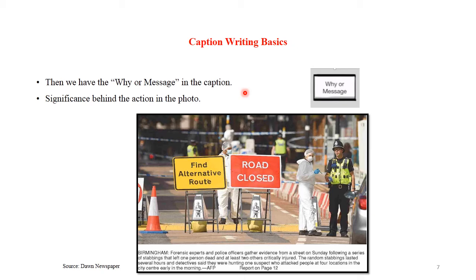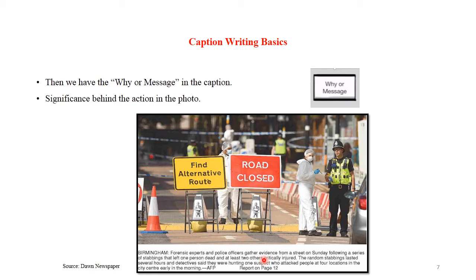What is the reason that the action or the activity is taking place? We will search for the significance behind the action in the photo. Look at this photo and the caption: these people are standing because of a series of stabbings that left one person dead and at least two others critically injured. So this is the message: because of this very incident, they are over here.